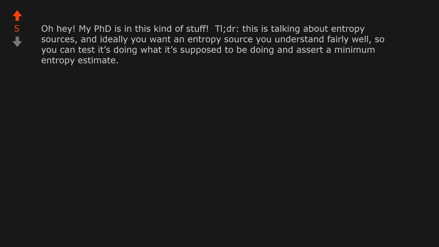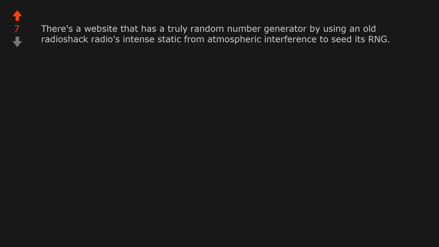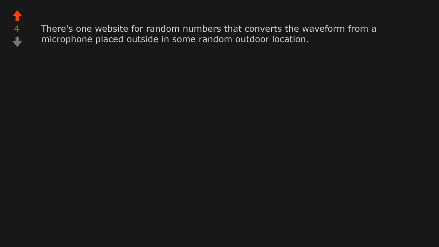TL;DR, this is talking about entropy sources, and ideally you want an entropy source you understand fairly well, so you can test it's doing what it's supposed to be doing and assert a minimum entropy estimate. PokerStars' platform uses shooting an actual laser through a glass and monitoring the light spread to create RNG. There's a website that has a truly random number generator by using an old Radio Shack radio's intense static from atmospheric interference to seed its RNG. There's one website for random numbers that converts the waveform from a microphone placed outside in some random outdoor location. The wind and random noise is effective randomization, apparently.